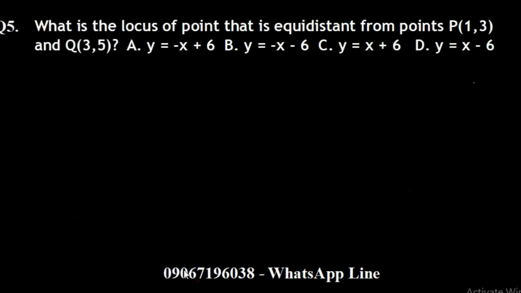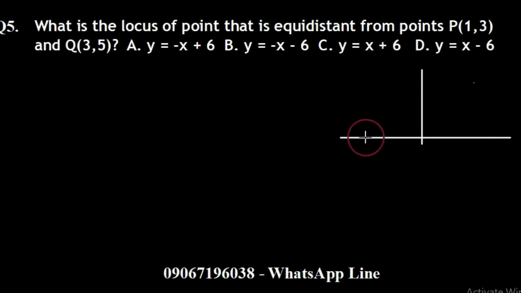In the next question, we have: what is the locus of points that is equidistant from point (1, 3) and point (3, 5)? To find the locus of points equidistant from these two points, let's quickly draw a line here. What we're looking for is this equidistant point. First of all, I'm going to call this point P.